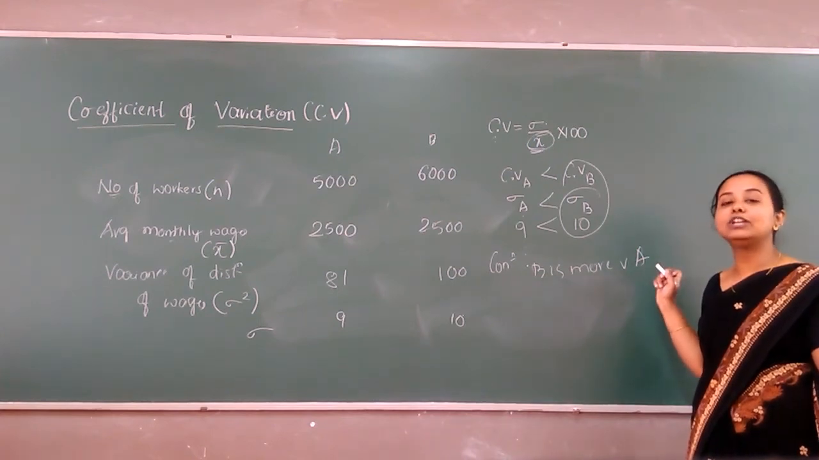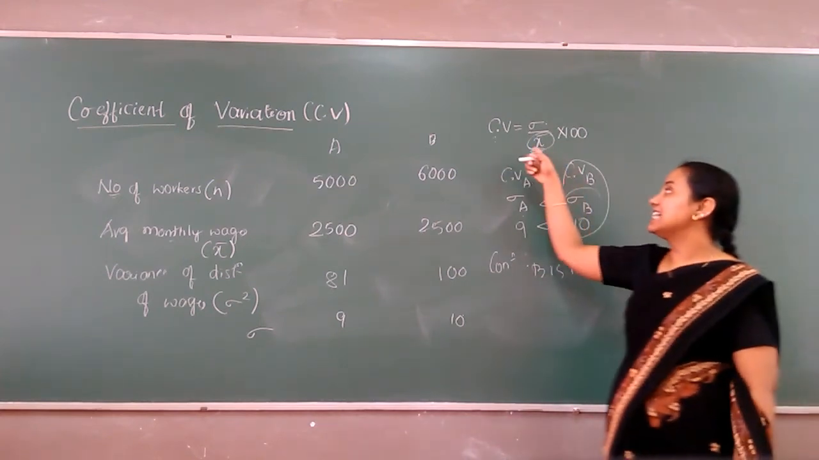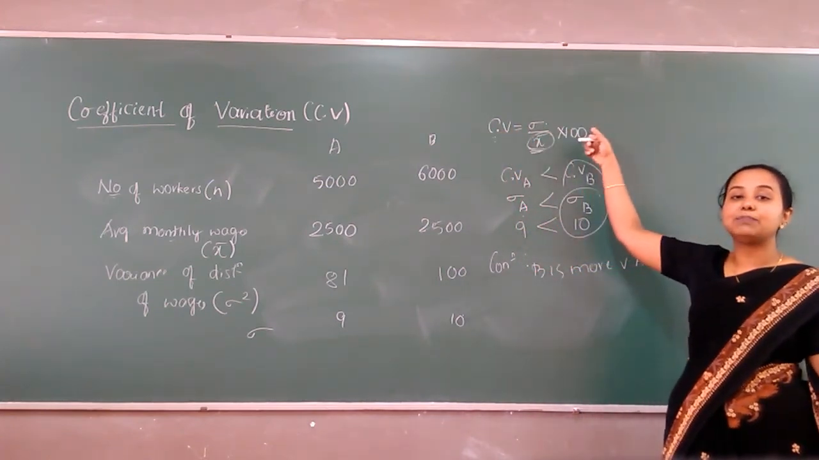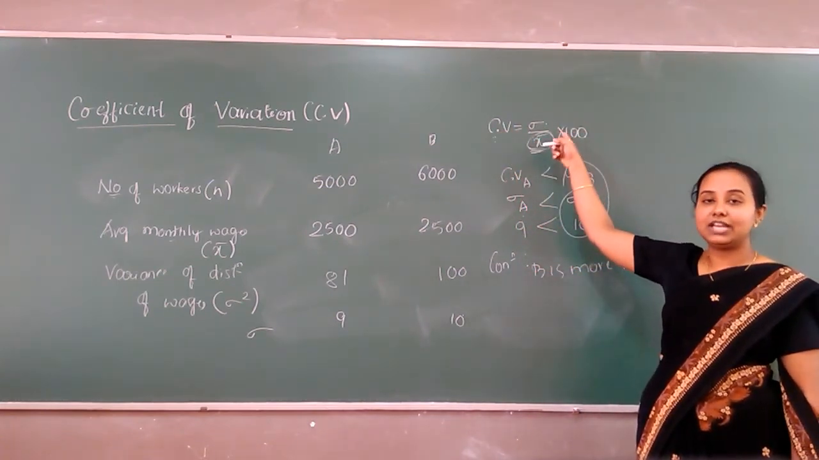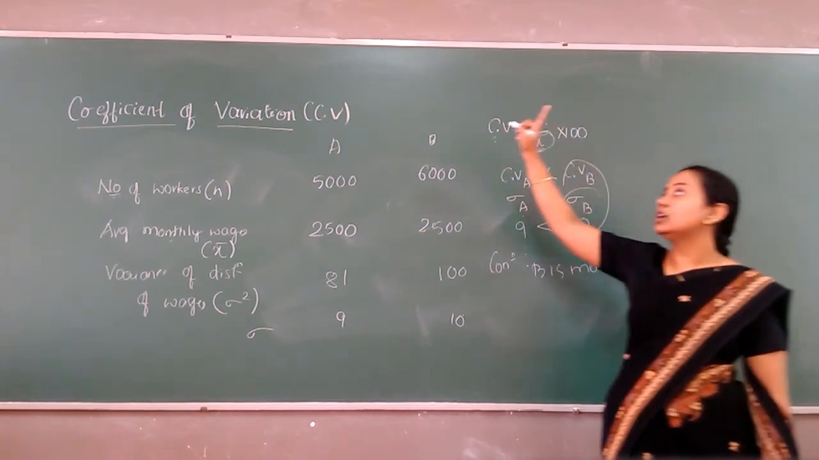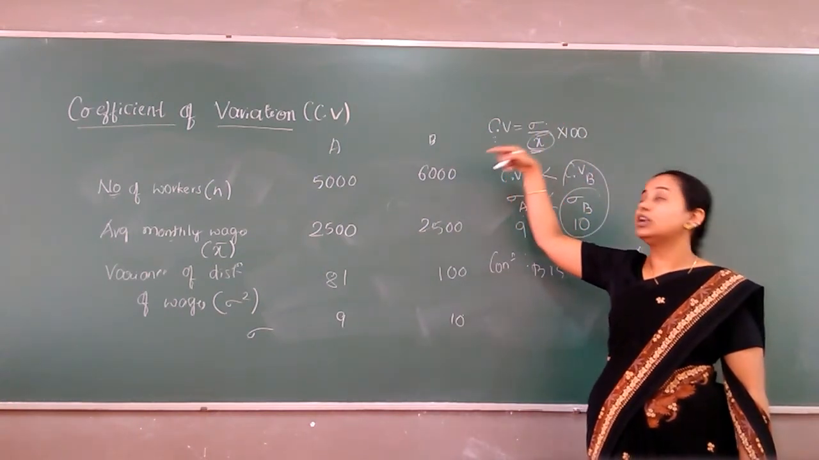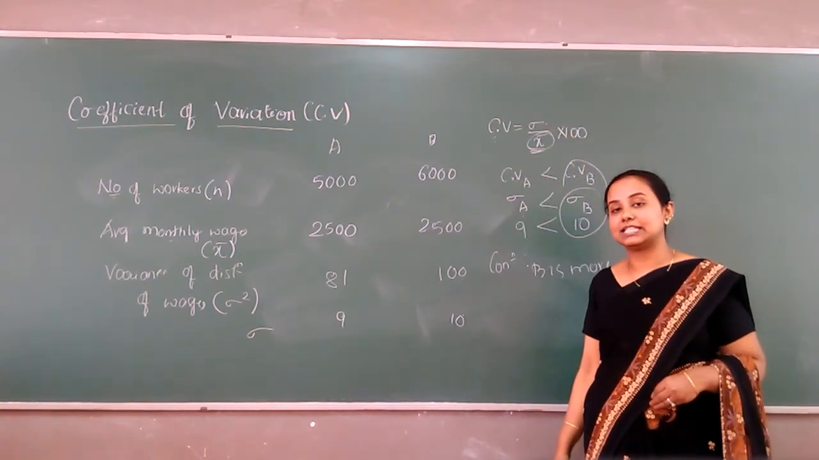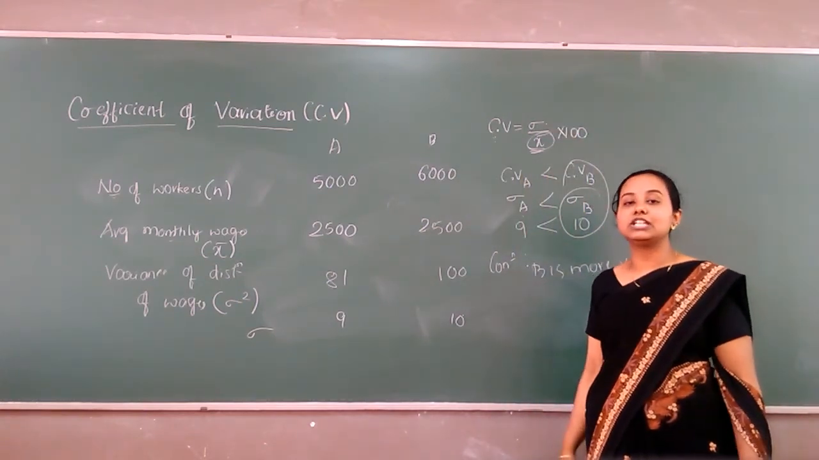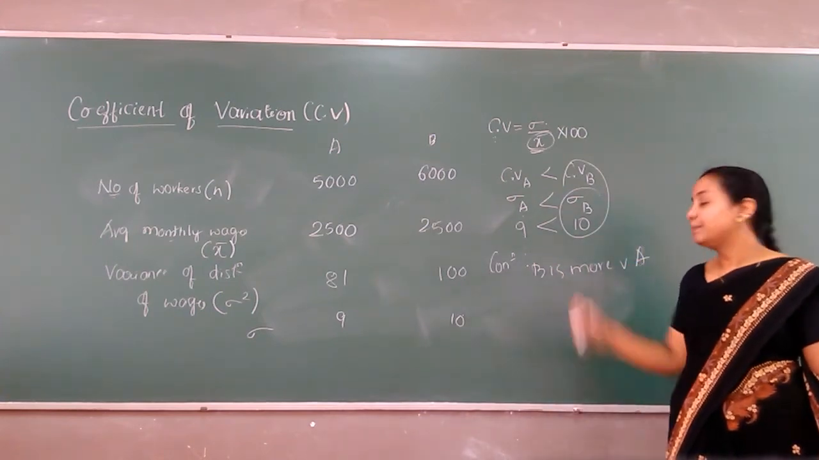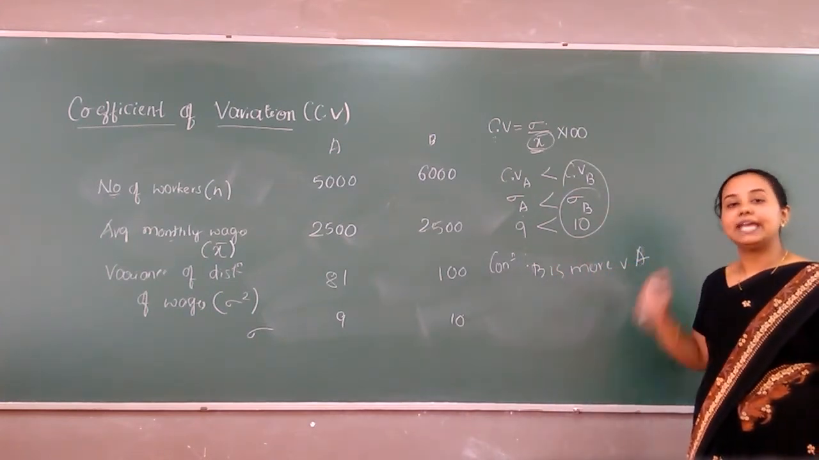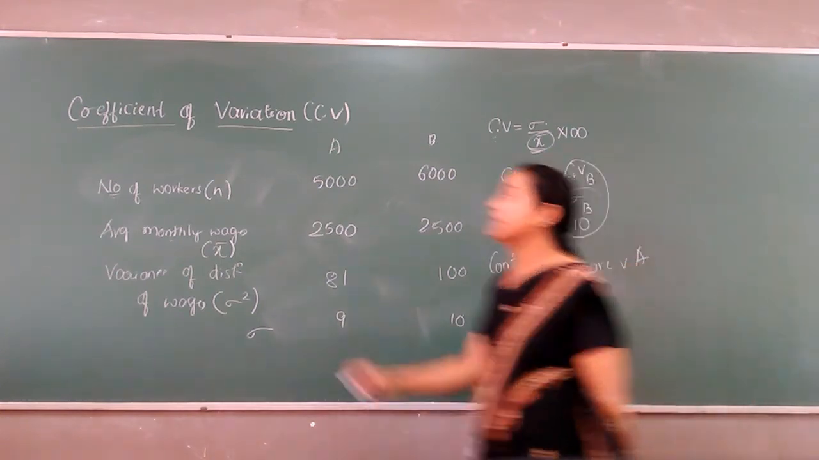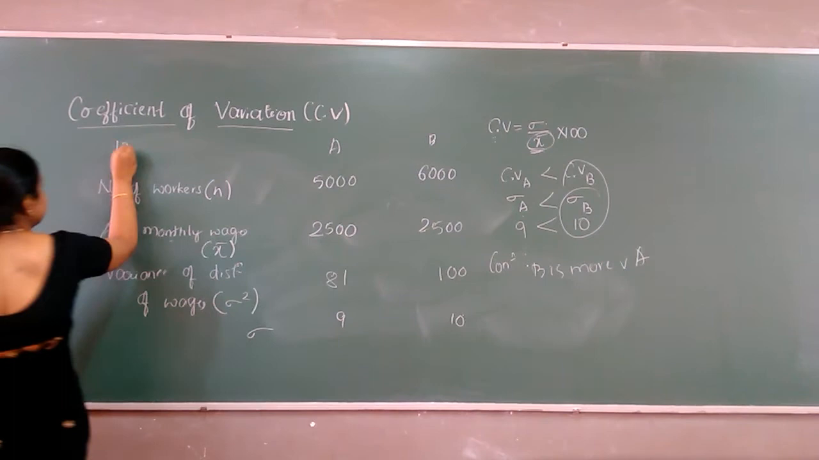A. Why? How did we conclude? Because in this case the means are the same, coefficient of variation is directly proportional to standard deviation. If standard deviation is more, coefficient of variation is more. If standard deviation is less, coefficient of variation is less. And knowing coefficient of variation, we can conclude B is more variable than A. I hope everyone is clear with example 13. Okay, so this is your example 13.